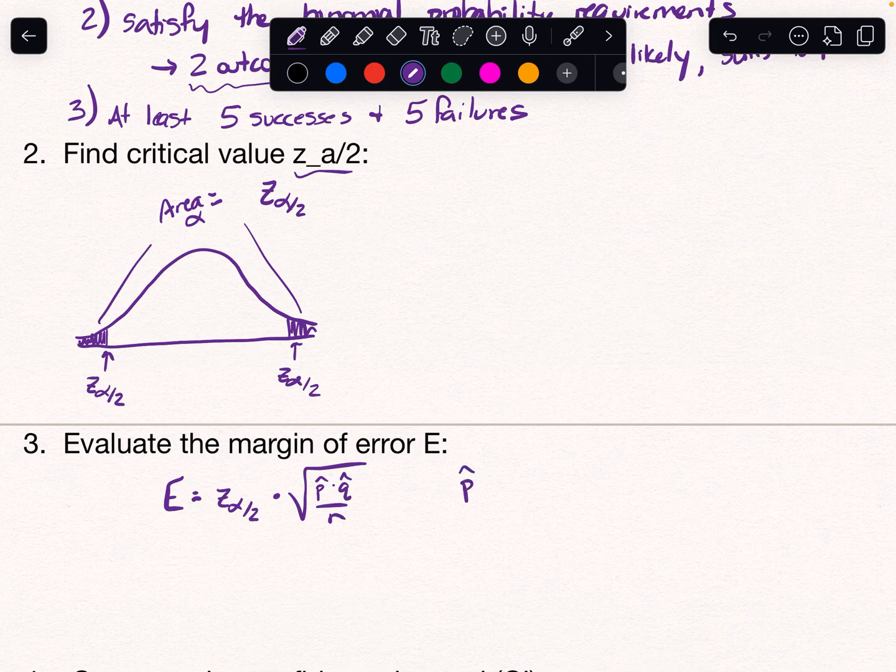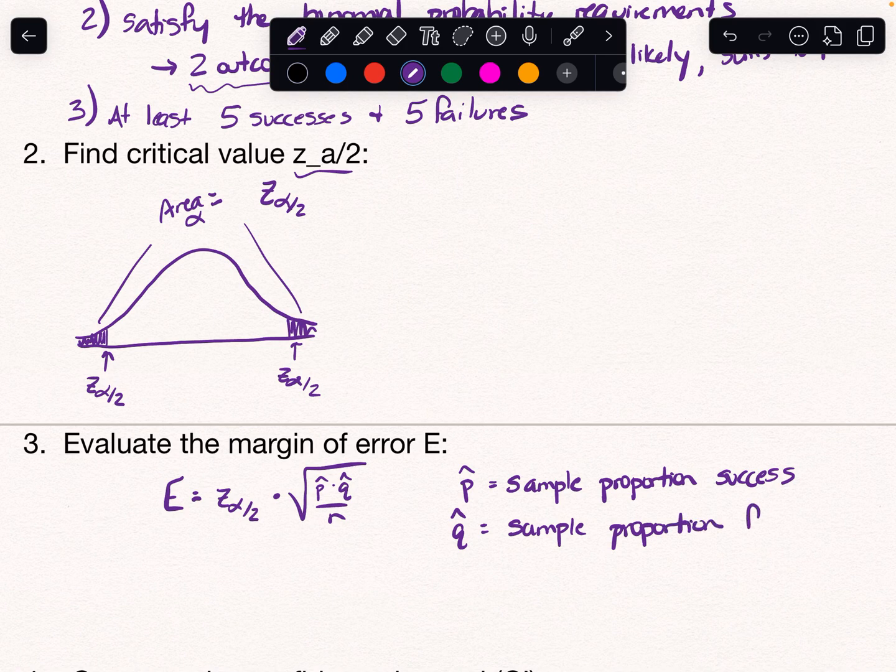And just to note, p hat is our sample proportion, and maybe I'll say success, because q hat is our sample proportion failure. And then n is our sample size. So if I found my sample statistic to be 70% of people know Facebook, then our failure is 30% of people don't know what Facebook is. So that's why we have to have 2 outcomes, so I satisfy p hat and q hat.